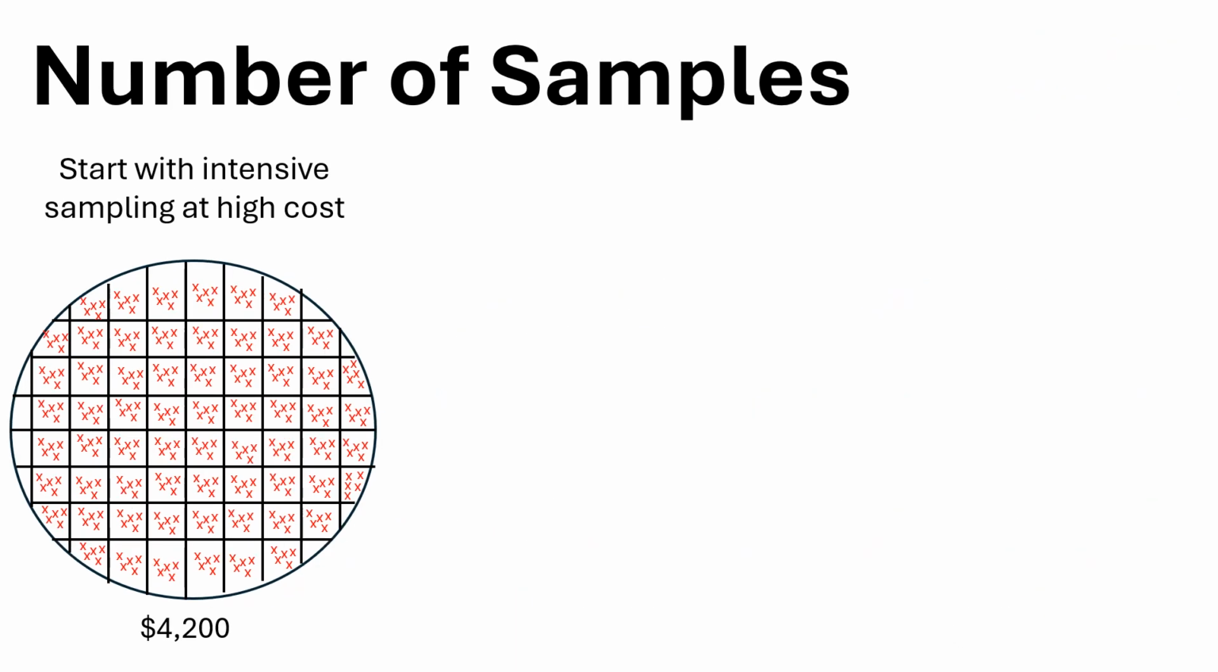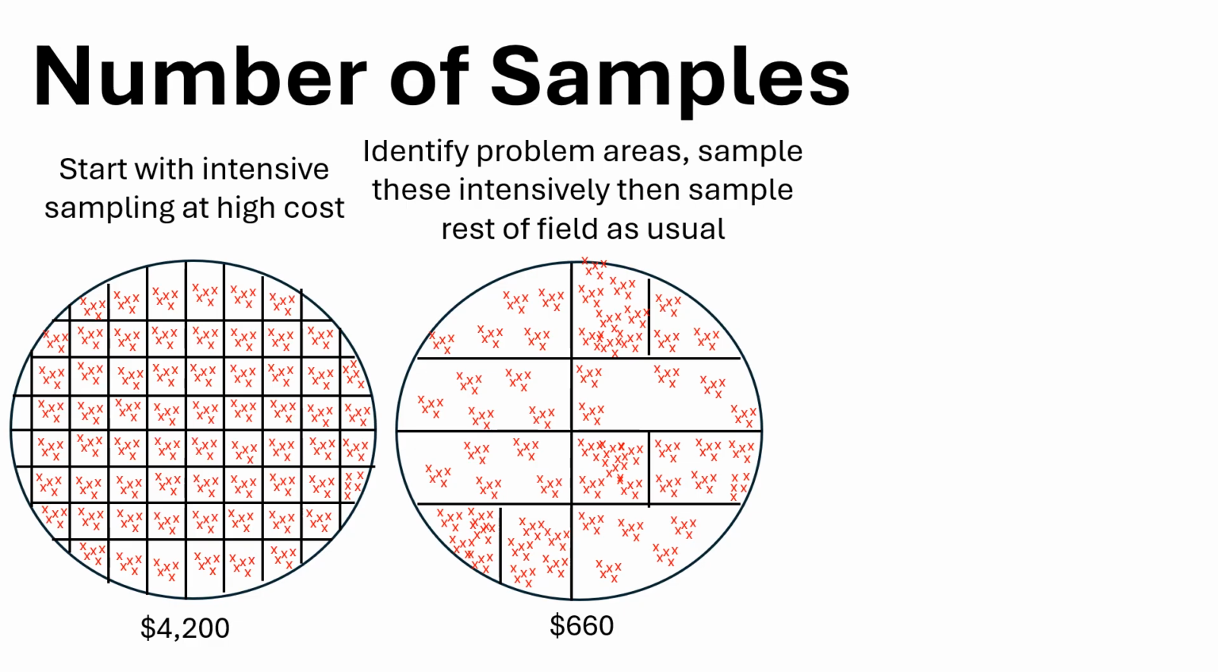So with the different schemes in mind, we recommend that starting with an intensive sampling at a high cost can help you in the future going forward in understanding the field that you're working with. So if you have no idea who's in your field, where they are, then we recommend this. And then as you go forward, you can identify those problem areas, sample them intensively, and sample the rest of the field as usual. So then you're still monitoring your whole field, but you're not spending all of the money to intensively sample the whole thing if you know some areas are generally clear.